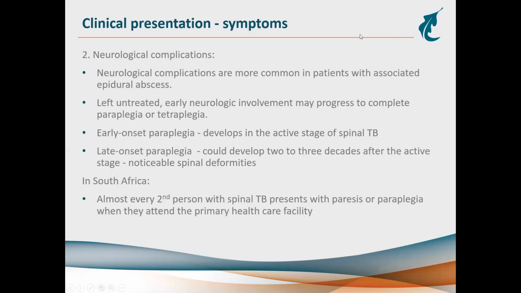And then the neurological complications are usually associated with the epidural abscess. And if it's left untreated, the early neurological involvement may obviously then progress to more complete para or tetraplegia. The early onset paraplegia usually develops in the active stages of spinal TB, but you can also have late onset paraplegia, which can develop up to 2 to 3 decades after the active stage. And this is more noticeable with the very distinct spinal deformities. In South Africa, we have almost every second person with spinal TB that presents with paresis and paraplegia when they actually attend the primary healthcare clinic.